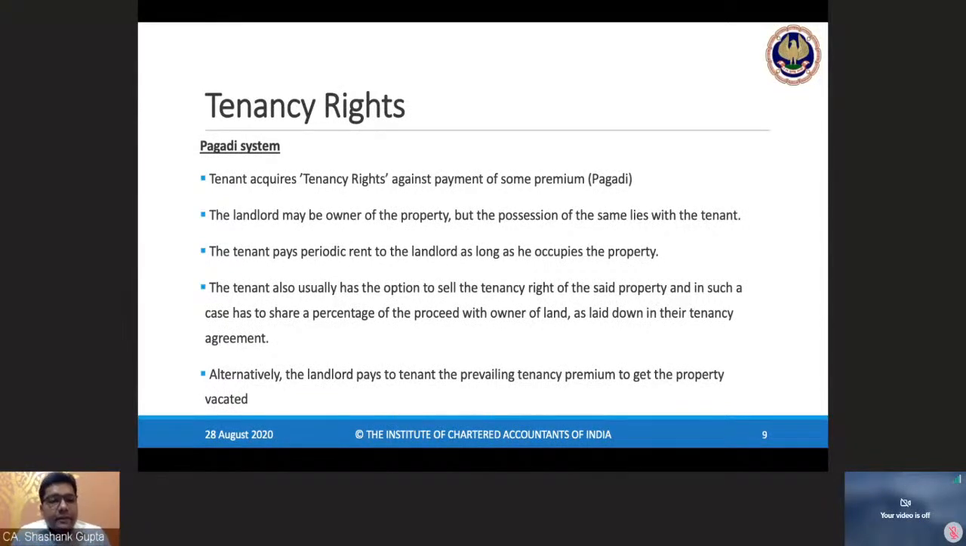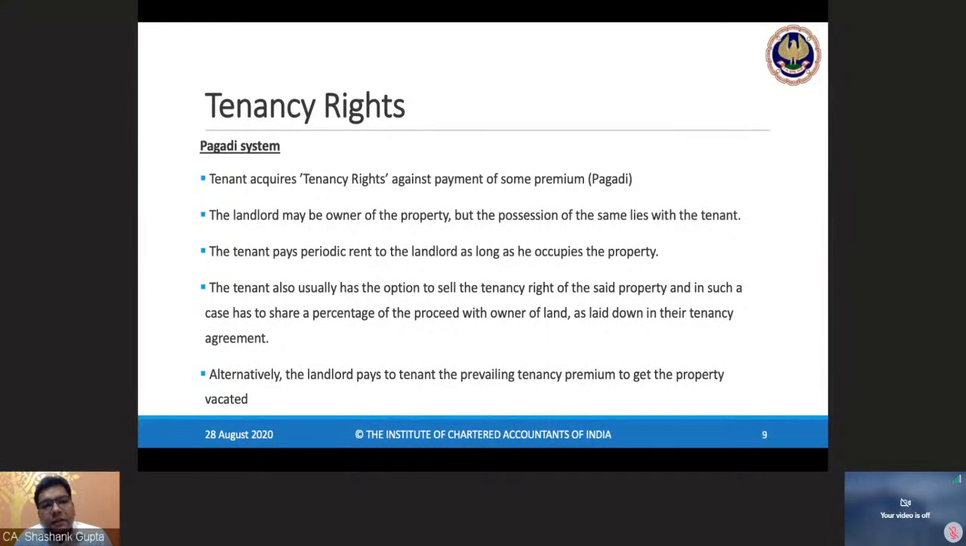Tenancy right says the tenant acquires tenancy rights against payment of some premium. Okay. So here we are going to talk about the Pagadi system. What is the Pagadi system? Friends, you all would have heard of a very famous place in the heart of our national capital, by the name of Connaught Place or CP.